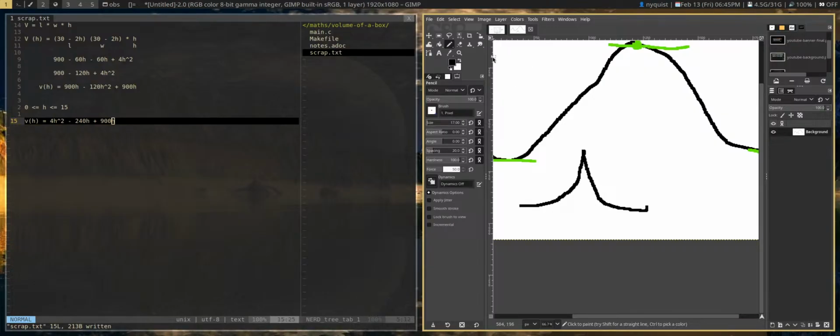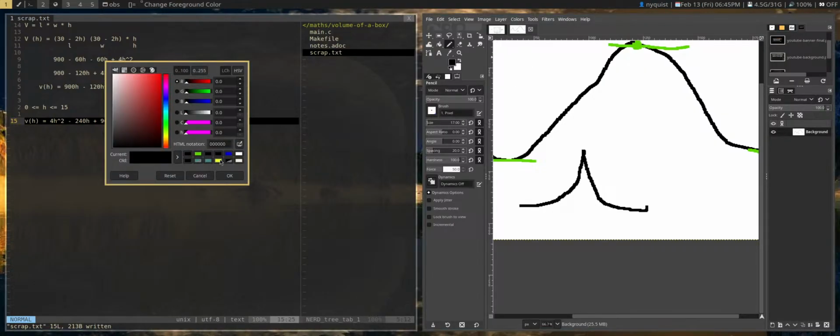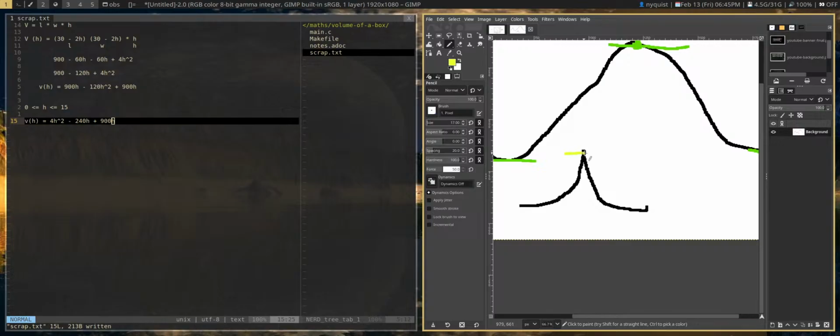So, would it be considered a local maximum? I think it still would be. I'm not sure actually about that. I mean, it would still be considered a local maximum, but it's, let's see.